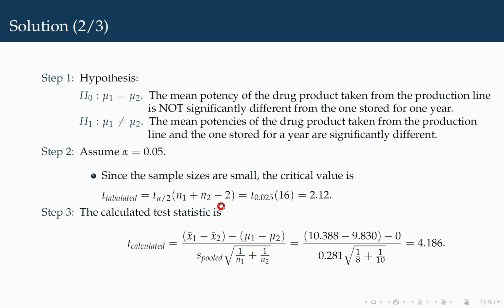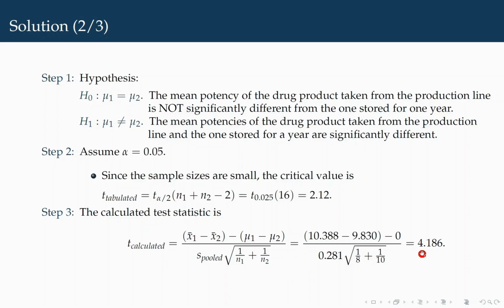So this tabulated value can be easily obtained from a t distribution as 2.12. Then once we obtain the tabulated value, next we need to obtain the calculated value of the test statistic. The calculated value is x bar 1 minus x bar 2 minus mu 1 minus mu 2, where this value is actually 0 under the assumption that the null hypothesis holds true, divided by the pooled standard deviation times root of 1 over n1 plus 1 over n2.